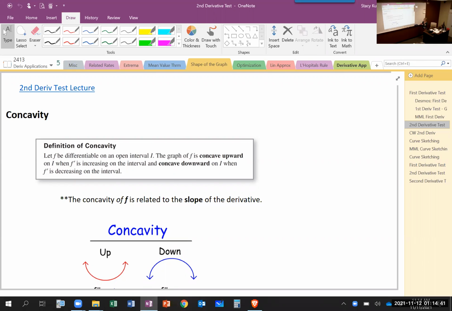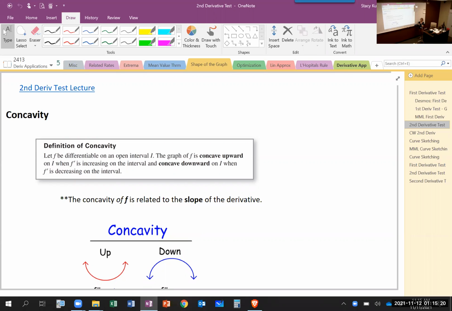Today, we're going to talk about the second derivative test, or what effect the second derivative has. And we're going to start out by talking about concavity. So here we say that if we have a function f that's differentiable on an open interval, then the graph is concave up, think about cupping up, when the first derivative is increasing, and concave down when the first derivative is decreasing. That's kind of the definition of concavity.